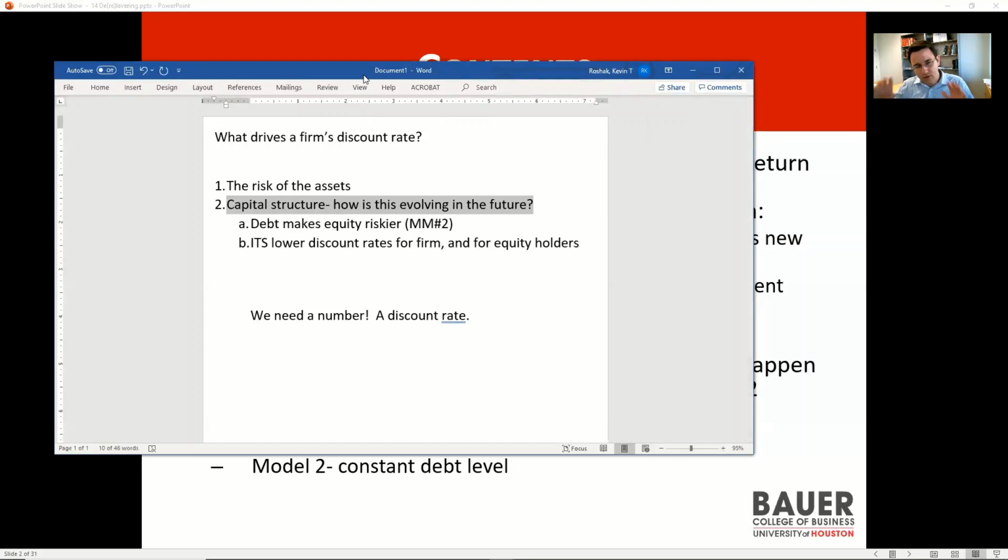Okay, so for now, just have in the back of your mind, it's very important what's going on to the capital structure in the future. It's not just what is the capital structure today, but also what is the capital structure going to look like in the future. That's going to drive your discount rate.